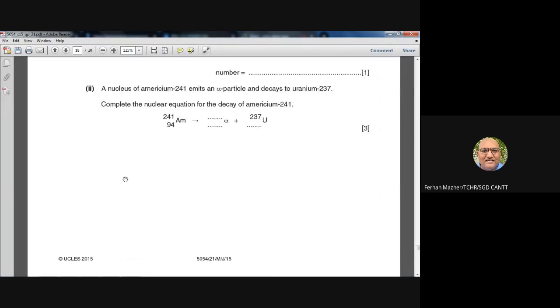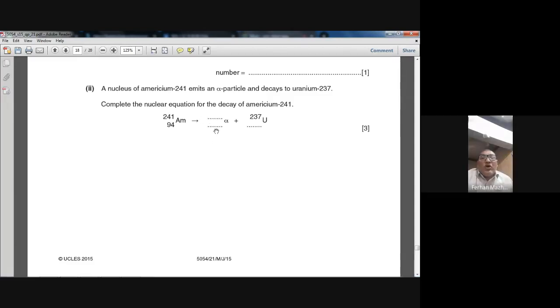A nucleus of americium 241 emits an alpha particle and decays to uranium 235. Complete the nuclear equation of the decay of americium 241. Whenever an alpha particle is given out, on the top of the alpha particle its mass number is 4, so on these dotted lines on the top of the alpha particle you will write 4. Its proton number is 2, so in the bottom dotted line with the alpha particle, you write 2.